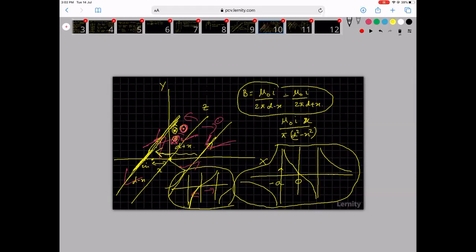Now when you're approaching this side, the magnetic field is positive. So it goes this side. Now when you cross this wire, it becomes negative. When you cross this wire, it becomes positive.